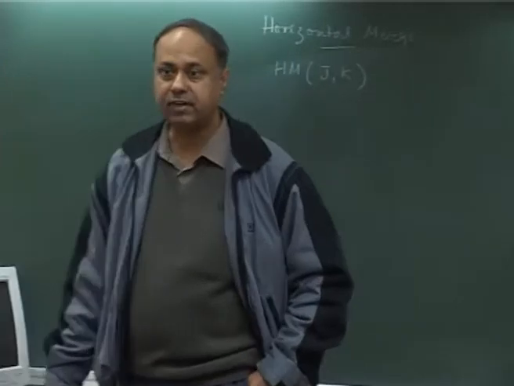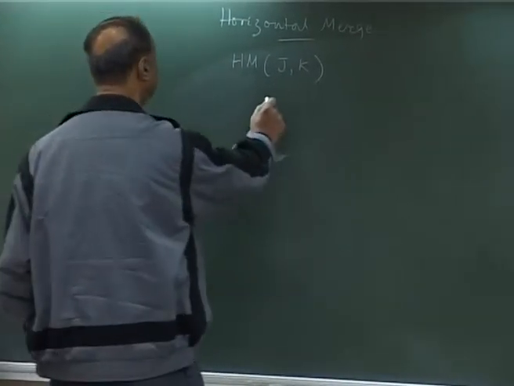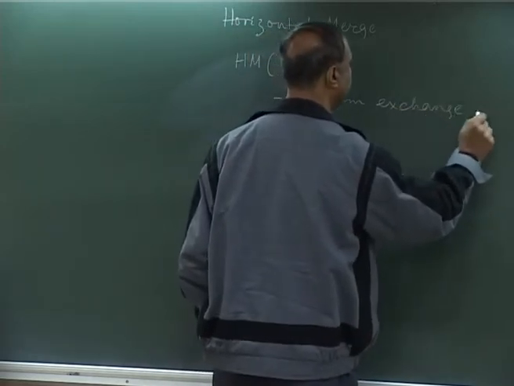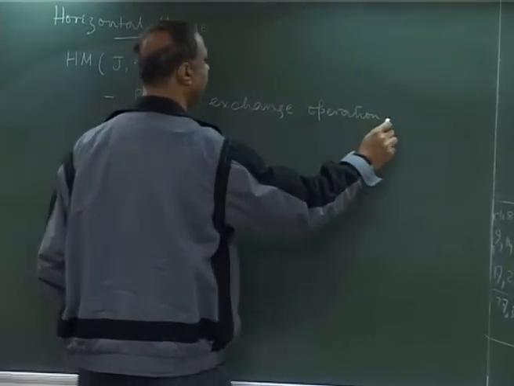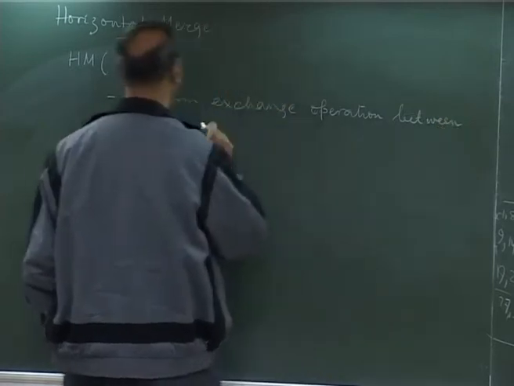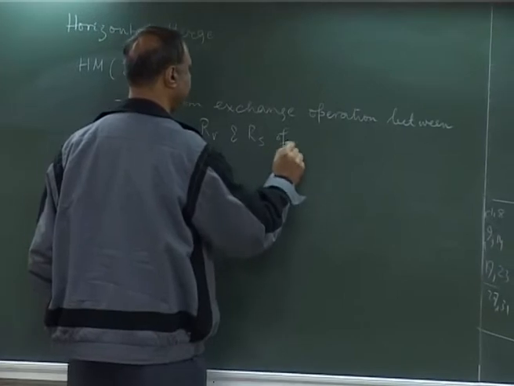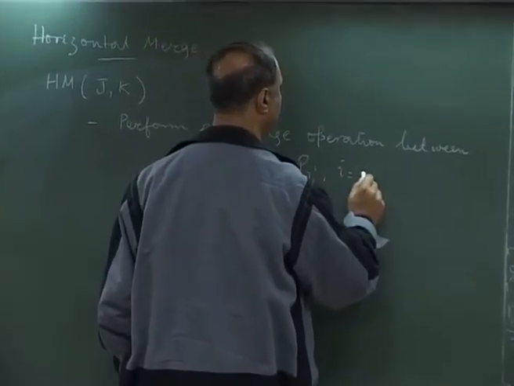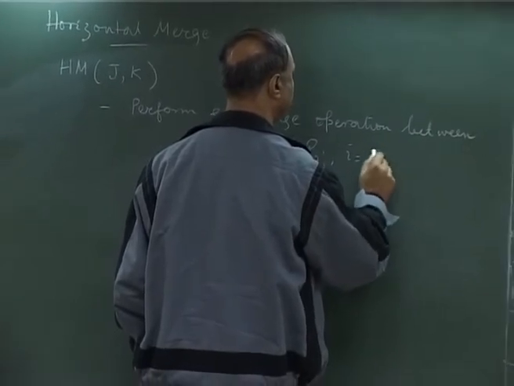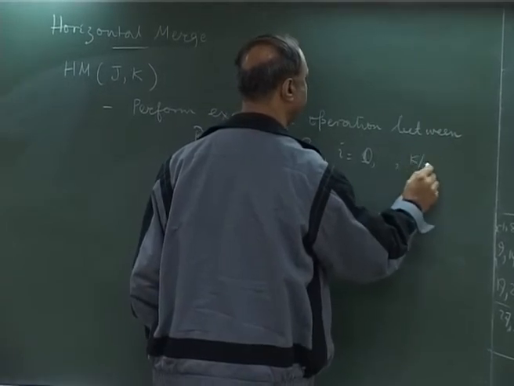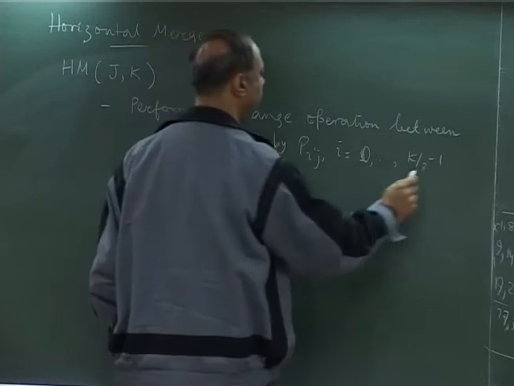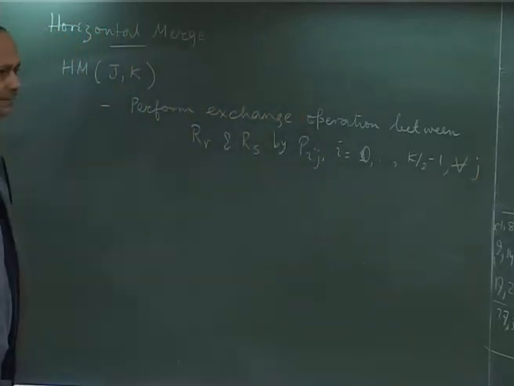So perform exchange operation in the first half, right? So first, perform exchange operation between RR and RS of P_ij, for I is 0 to k by 2 minus 1. So actually I should write P_ij, but for all j. Right? So you have performed that.